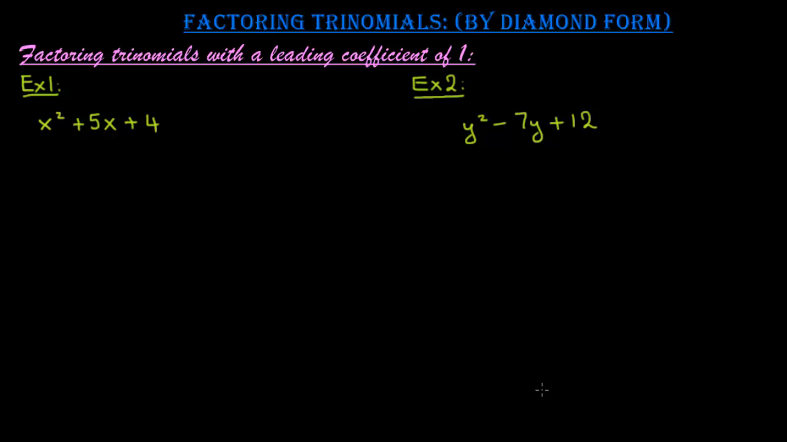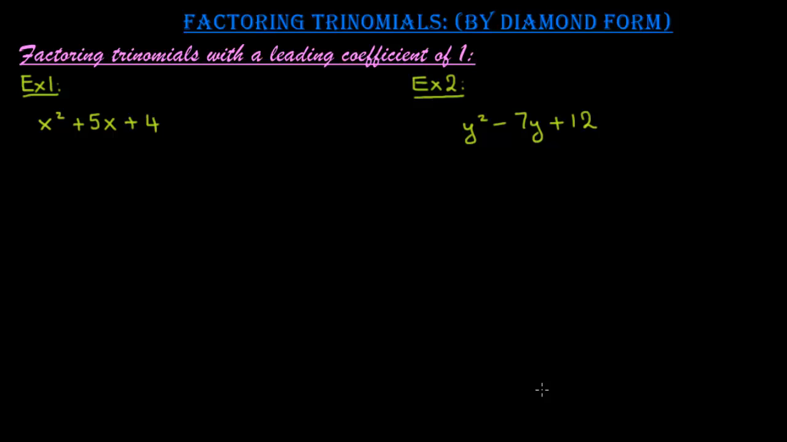Today we practice factoring trinomials by diamond form, which can also be called the AC method. So first of all, let's talk about factoring trinomials with a leading coefficient of 1.